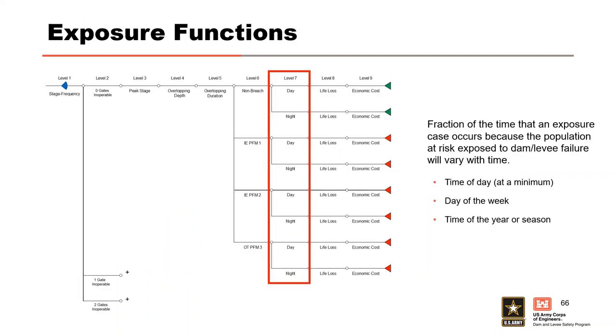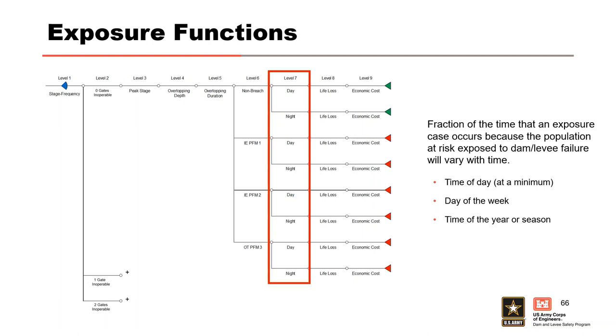Exposure functions are the fraction of time that a portion of the population at risk is exposed to dam or levee failure in a particular way. At a minimum, we consider time of day since most people are usually in different places during the day than they are at night. At night, they are usually at home, whereas during the day, they are typically at work. Other examples might be weekdays versus weekends.